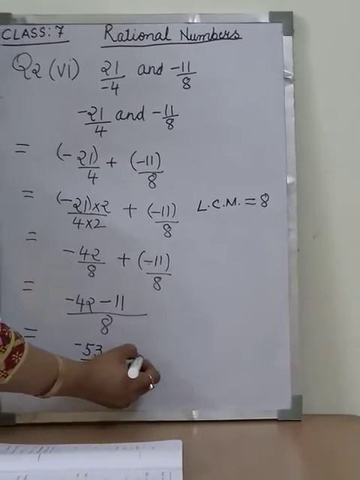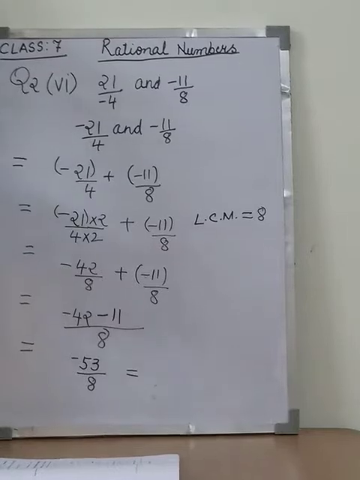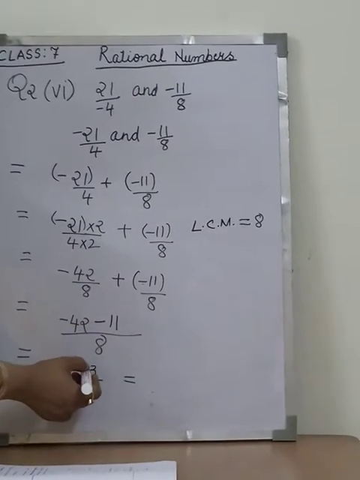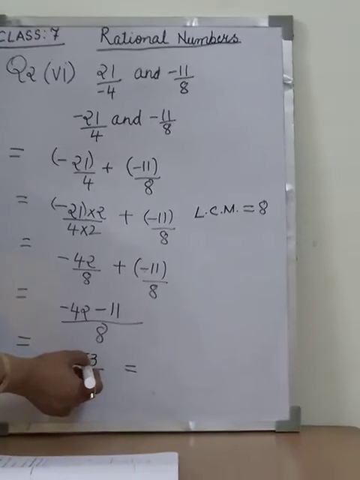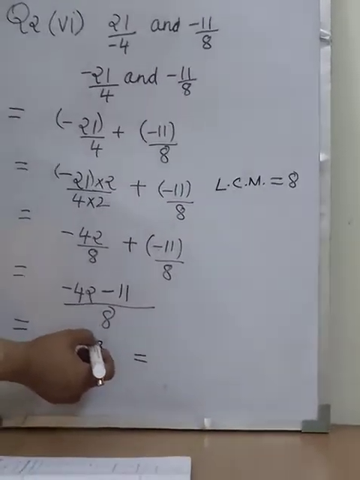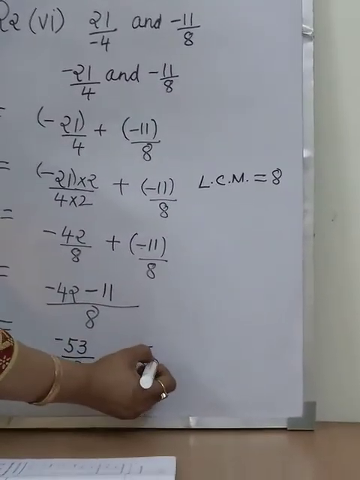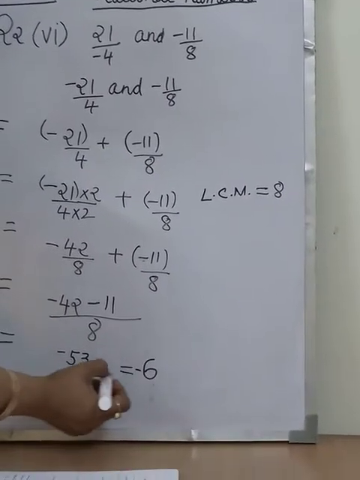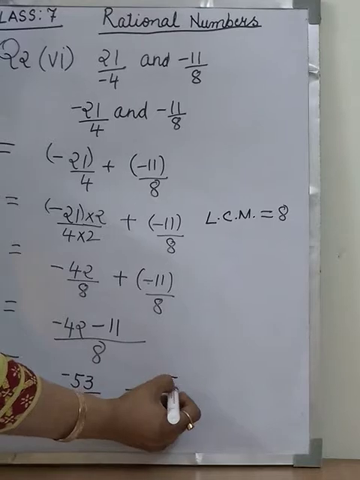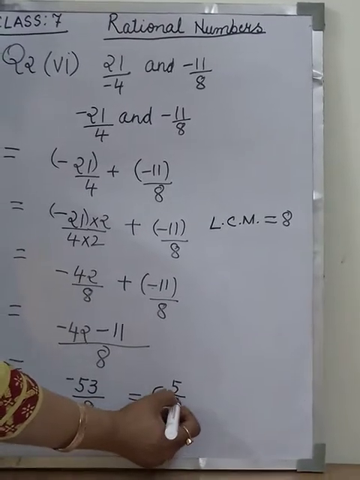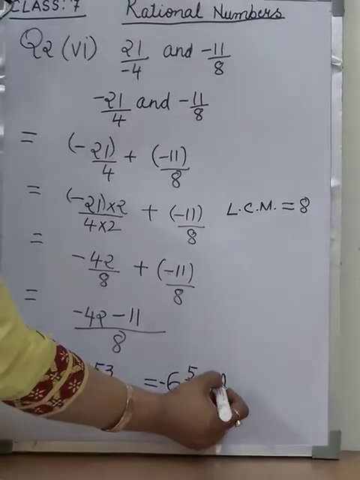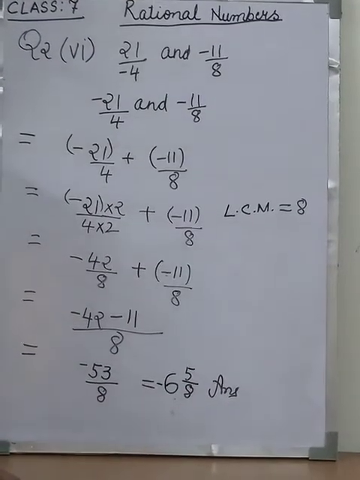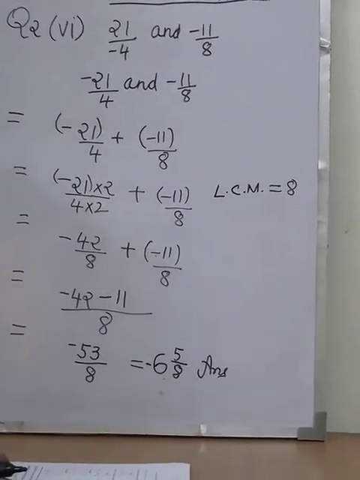As it's not a proper fraction, we convert it into a mixed fraction. 8 6s are 48, 8 7s are 56, so 8 6s are 48. You can divide and check. 53 minus 48 is 5, so it is 6 whole 5 by 8. The answer is minus 6 whole 5 by 8. You can convert an improper fraction to a mixed fraction.